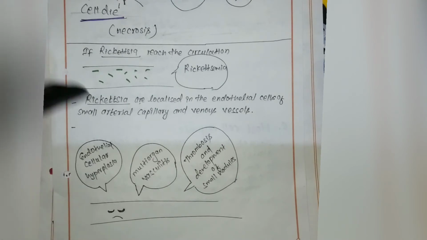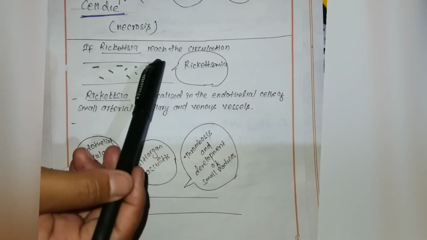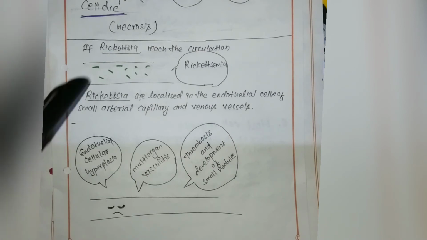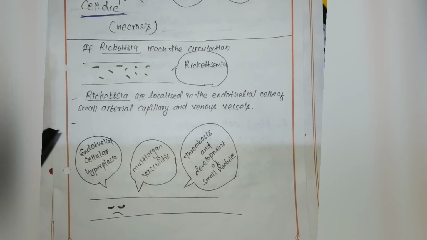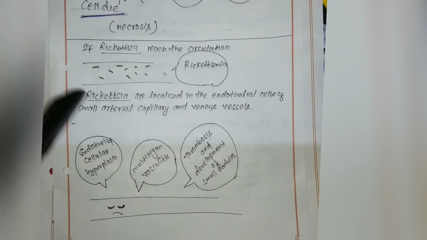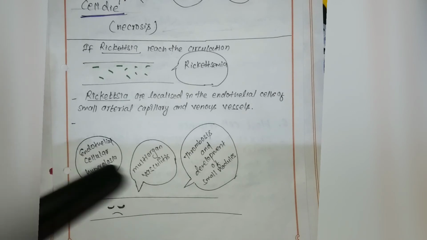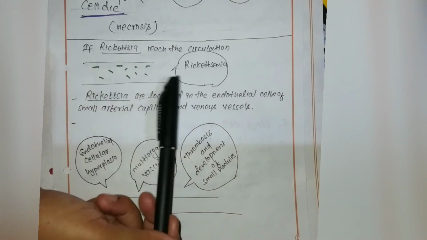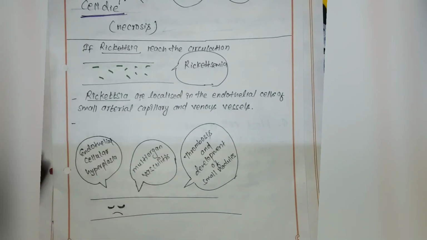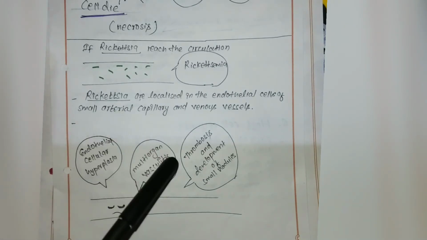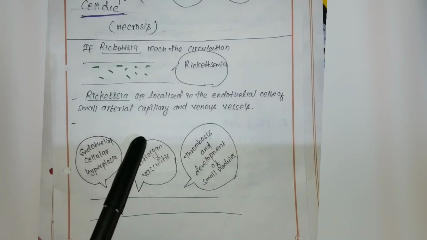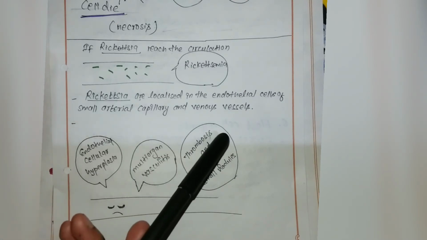And if rickettsia reach the circulation, what will happen when this rickettsia enters into our blood circulation? Now just recall it. When bacteria enter into our blood, we call it bacteremia. Similarly, if rickettsia enter into the circulation, we call it rickettsemia. Simple. Rickettsiae are localized in the endothelial cells of small arterioles, capillaries and venous vessels.